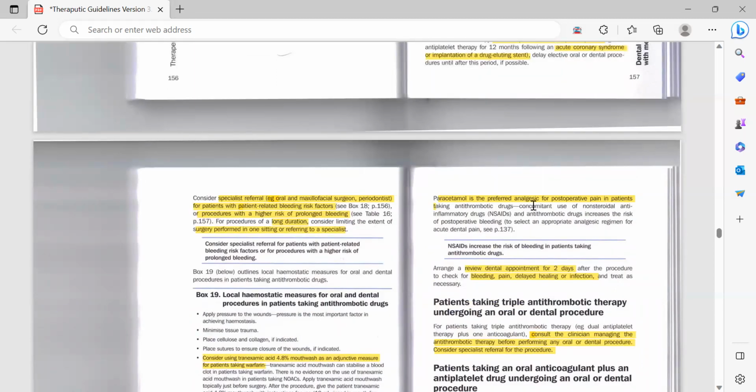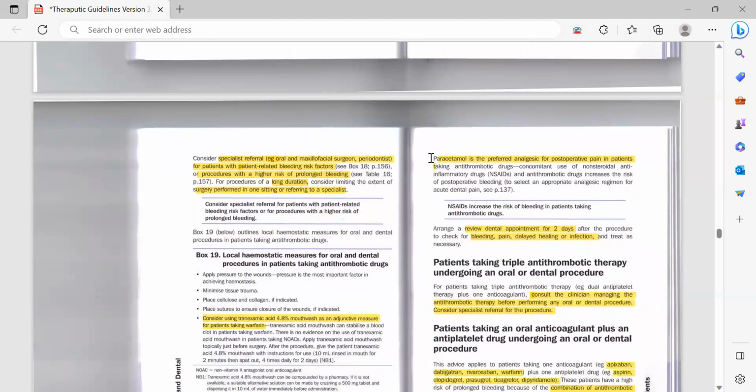Paracetamol is the preferred analgesic, so it is very, very important that you understand that if the patient is taking an antithrombotic drug, which could be antiplatelet or anticoagulant, you are not prescribing him any other painkiller. Paracetamol is the preferred analgesic. Okay, concomitant use of NSAIDs and antithrombotic drugs, because NSAIDs also have the potential to increase bleeding. So if you prescribe the patient an NSAID, it would increase the risk of bleeding.